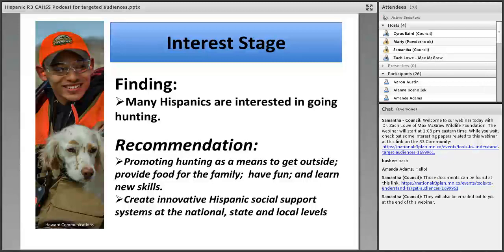And so there were some follow-up questions about what are some effective ways to reach out, and what are some messages? From the individuals we spoke to, the idea was promoting hunting as a means of getting outside, providing food for the family, having fun, and a good way to learn new skills. There also may be some opportunity to create some form of Hispanic social support system, and that can be done at the national level, the state level, or local level. There's probably the opportunity here to help galvanize this group a little bit with a shared community to communicate with.